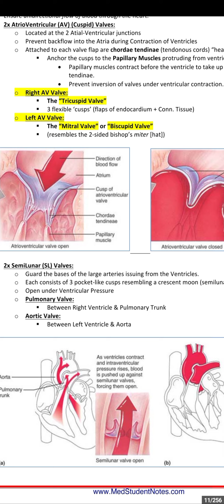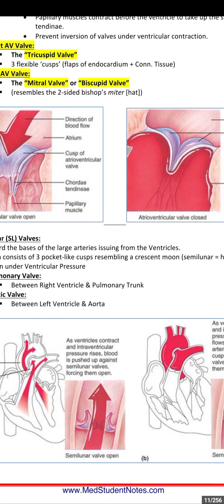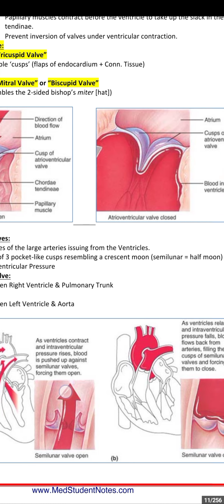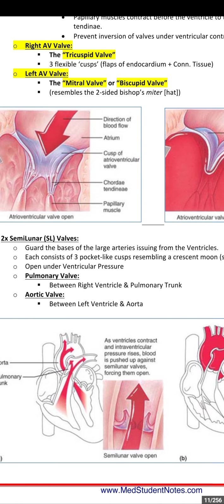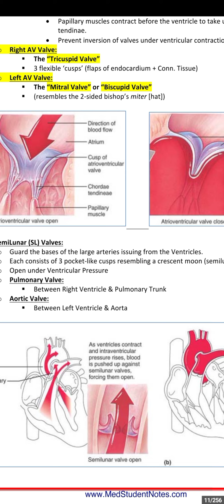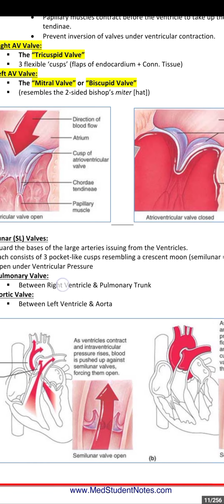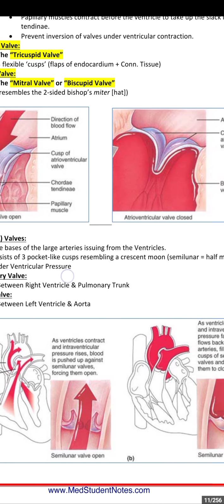As the ventricle contracts and intraventricular pressure rises, blood is pushed up against the semilunar valves, forcing them to open. So the blood flows from the left ventricle to the aorta, and from the right ventricle to the pulmonary trunk. The pulmonary valve is situated between the pulmonary trunk and the right ventricle, and the aortic valve between the aorta and the left ventricle.